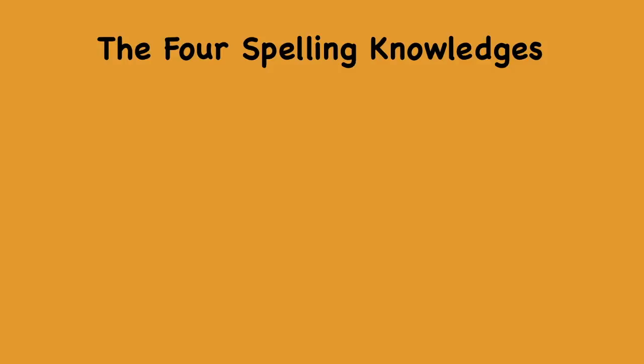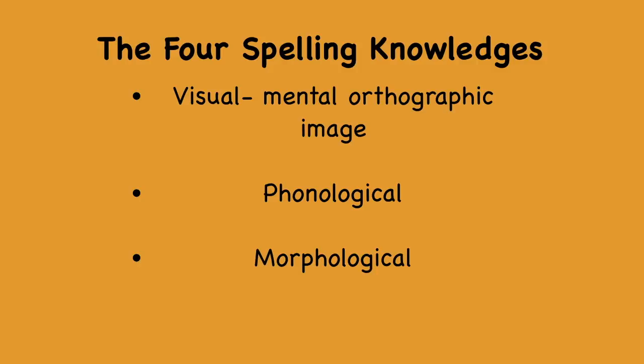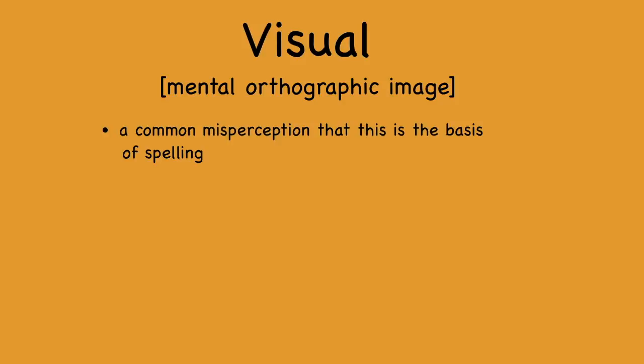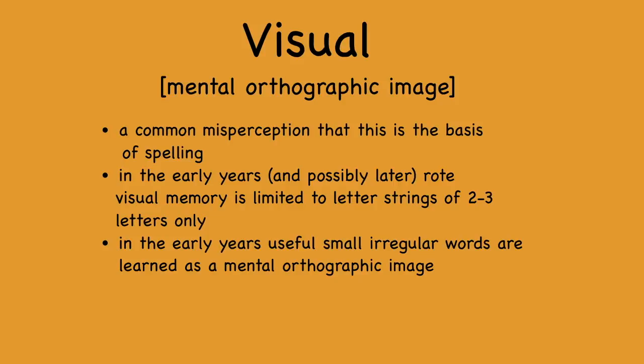WordLab is based upon the four spelling knowledges: the visual, the phonological, the morphological, and the etymological. There's a common misperception that visual knowledge is the basis of spelling. What we know is in the early years, and possibly later, rote visual memory is limited to letter strings of 2 to 3 letters only. In the early years, it's useful for learning small irregular words as a mental orthographic image alongside the phonology.